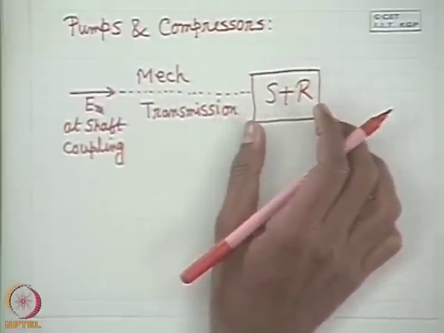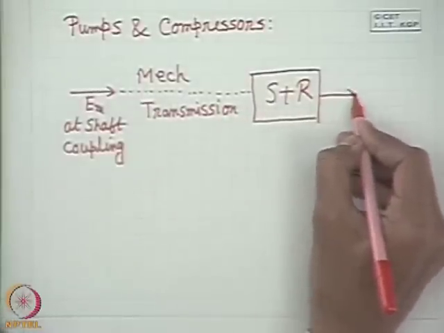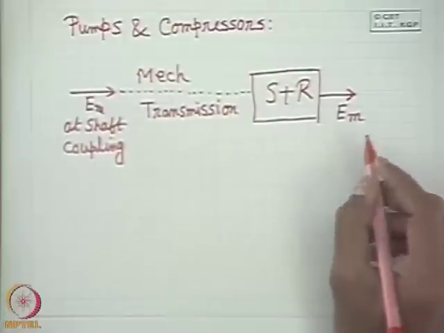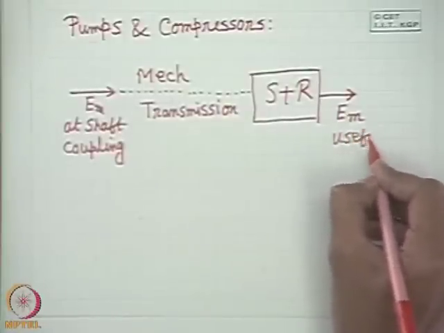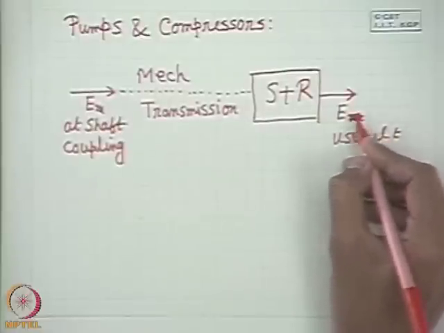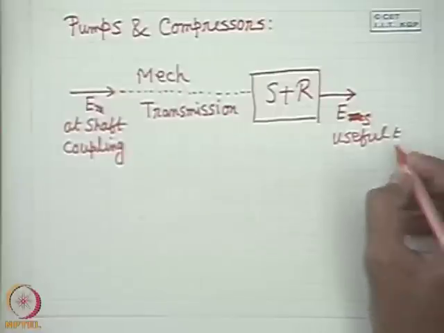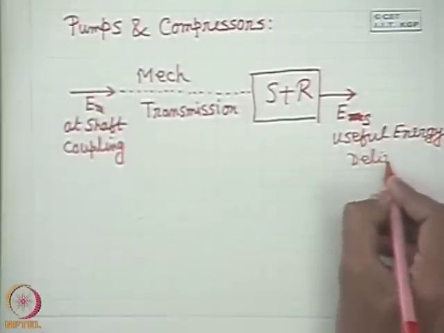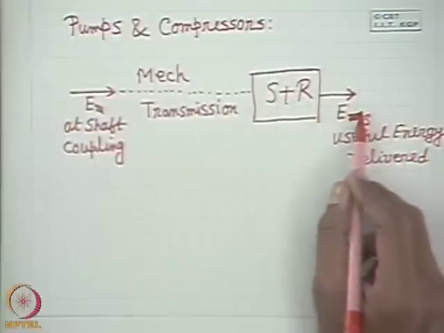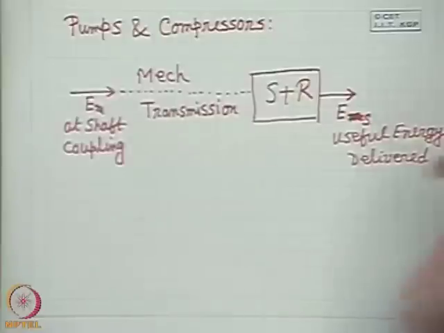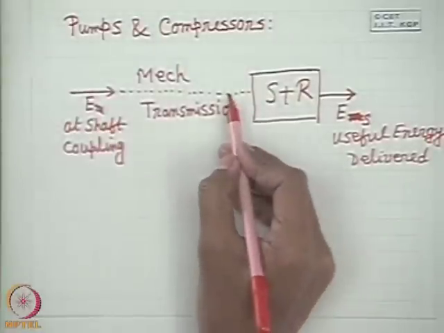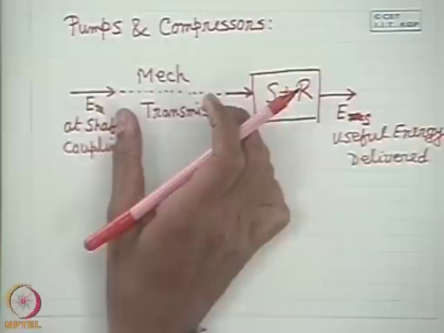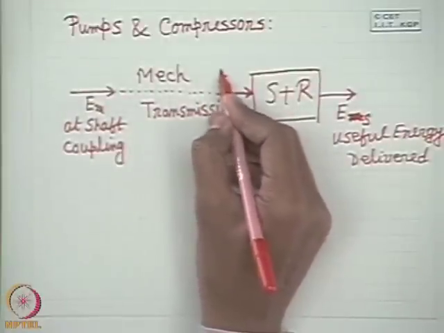That means as a whole, the fluid machine, the compressor or pump. And at the final output point, we get the stored energy of the fluid. That means this is the useful energy delivered, ES. Useful energy delivered. That means in case of pumps or compressors, as we know, the useful energy delivered is the stored energy of the fluid. So, in this case, we see that this mechanical energy is being changed when it comes to the stator and rotor due to the mechanical losses, due to friction in this mechanical transmission system. Let this energy be E.